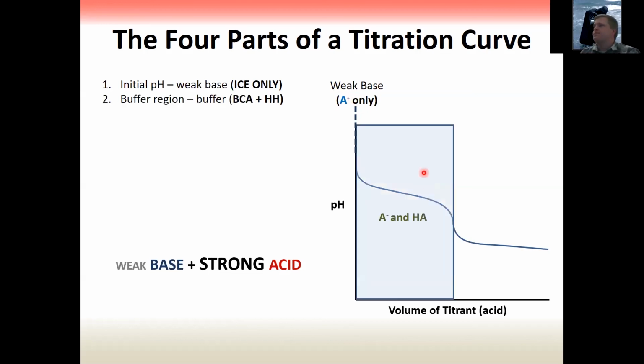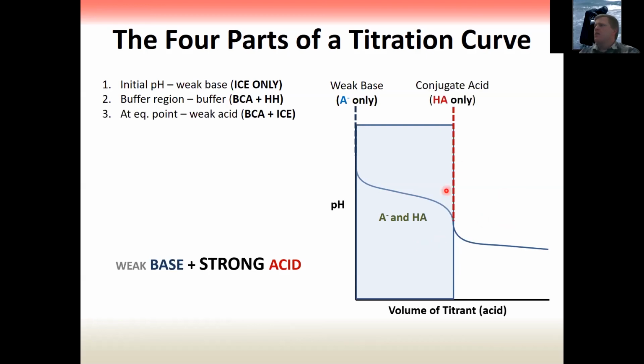For this buffer region, where you'll have some A minus and some HA, you'll have to do a BCA table to determine how much A minus and HA are in there. And then you will have to use the Henderson-Hasselbalch equation. For the Henderson-Hasselbalch equation, you'll still have to calculate the pKa of your acid. So if you're given the Kb of your base, you'll convert that to the Ka, and then take the negative log of that to get your pKa.